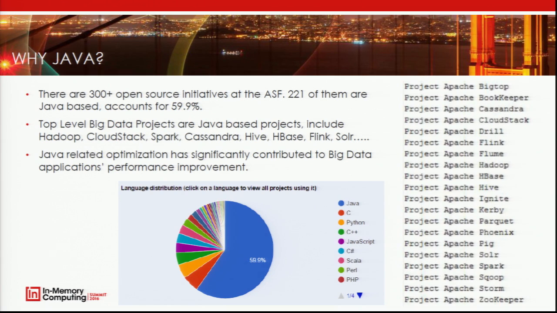If we look at the most popular big data Apache projects today, from Bigtop to CloudStack, and CloudStack is quite old, Cassandra, Spark, Flink, and pretty much everything hot today are built on Java. So we are focused on how to make Java use the persistent memory that is coming up.